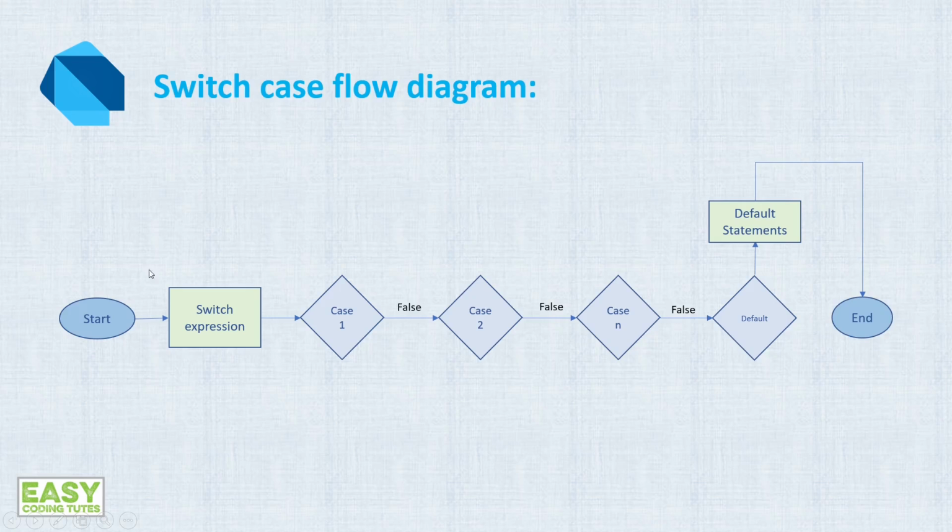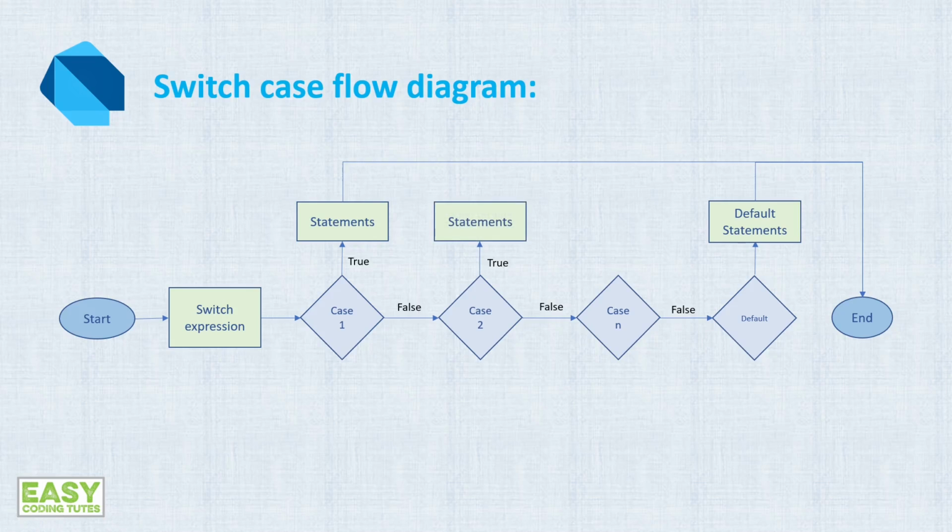And suppose in case 1 we get true, so case 1's statements will be executed and then our program will be terminated. Suppose in case 1 we get false, but in case 2 we get true, so case 2's statements will be executed and our program will be terminated. And suppose case 1 and case 2 are false and we get true for case n, so case n's statements will be executed, then our program will be terminated.